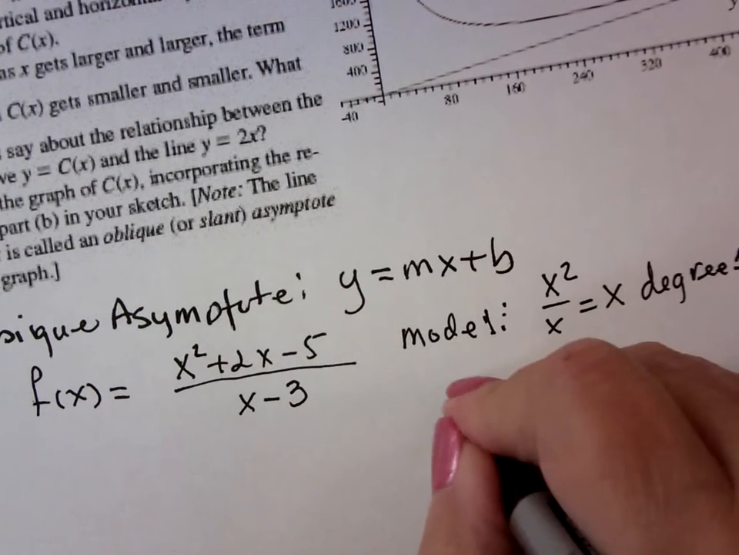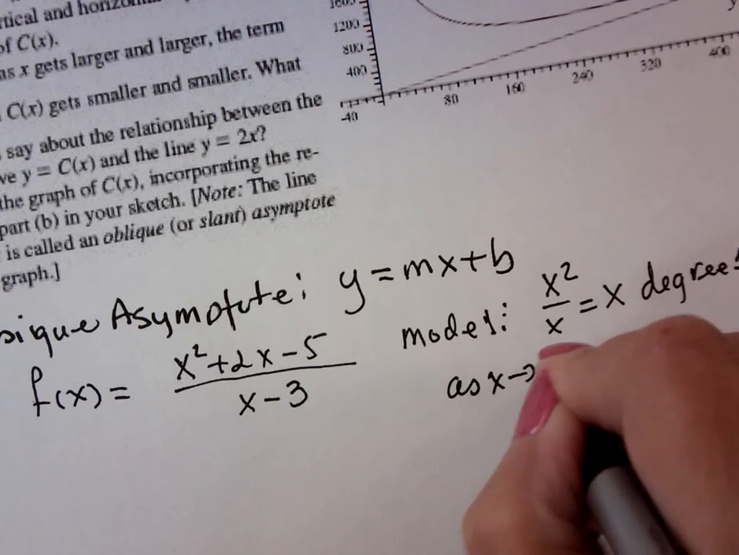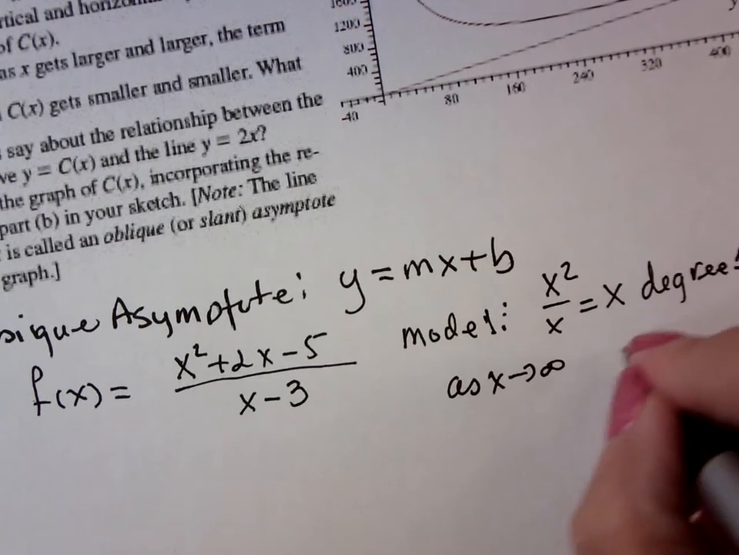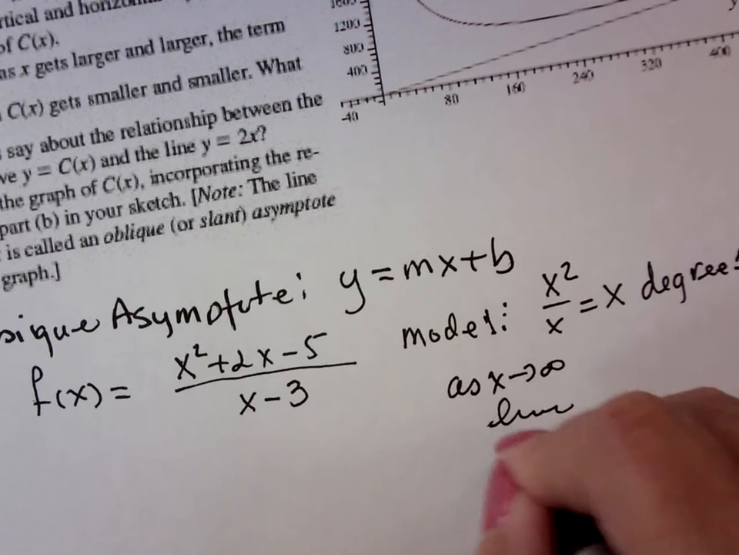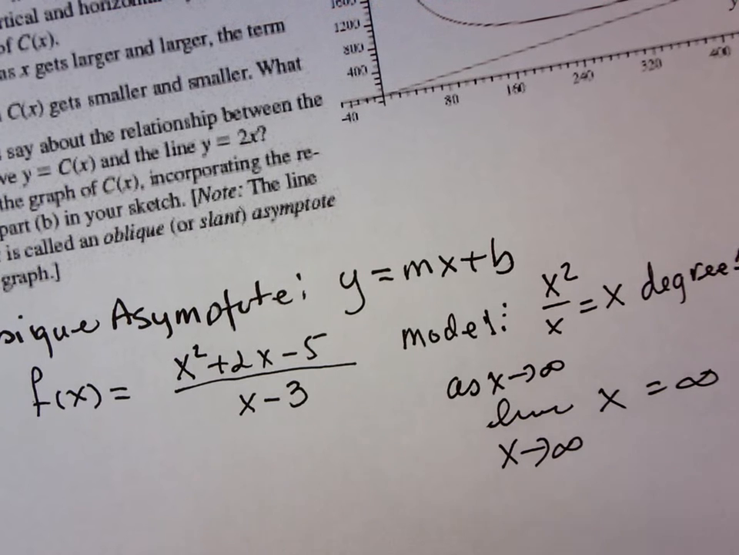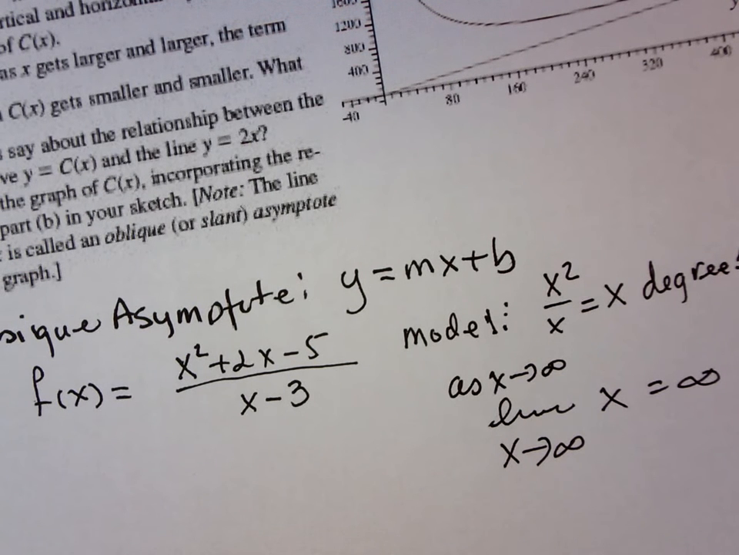So that as x goes to infinity, well, let's do it in calculus. As I take the limit as x goes to infinity, x itself goes to infinity, because it's not in the denominator anymore. So that's the model.